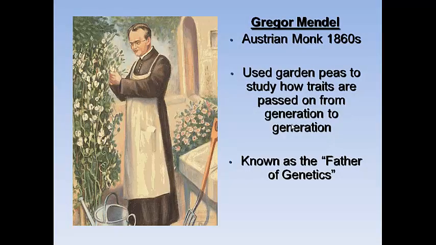Now, Gregor Mendel was an Austrian monk. He lived a long time ago, and he's the first person to figure out how traits are inherited, how they're passed down from generation to generation. He's known as the father of genetics. He wasn't a biologist, he was a mathematician. And he used math to help him figure out how traits were passed from generation to generation.